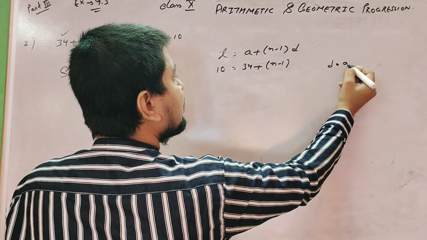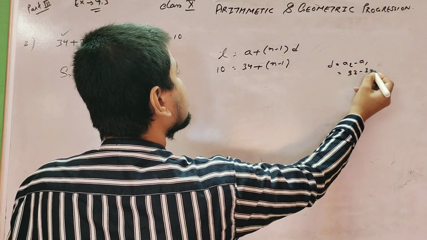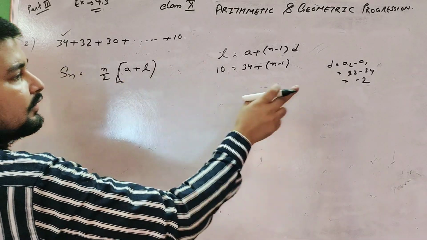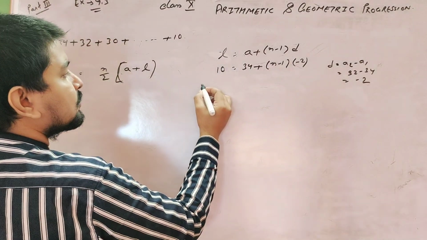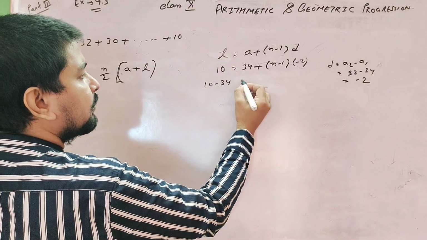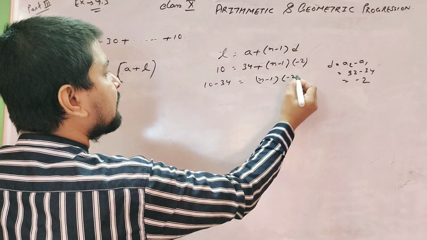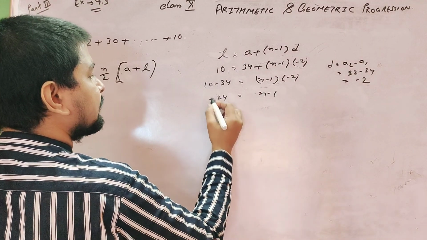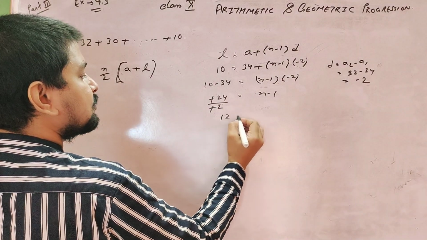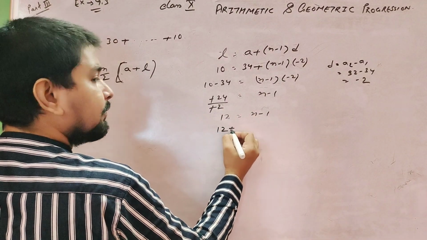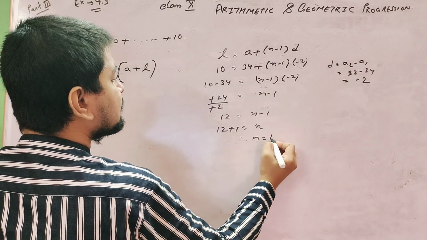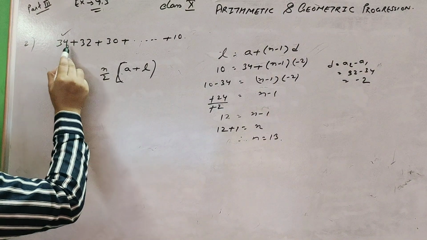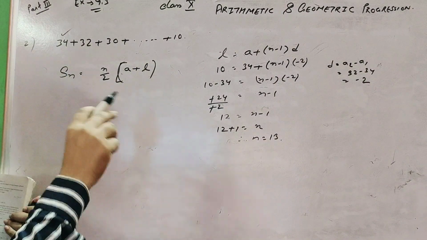We know the difference is a2 minus a1, that is 32 minus 34, that is minus 2. So 10 minus 34 equals n minus 1 times minus 2, so minus 24 divided by minus 2 equals n minus 1. So 24 divided by 2, that is 12, equals n minus 1. So 12 plus 1 equals n, therefore n equals 13. Then we get the value of n, that means from 34 to 10 there are 13 terms.